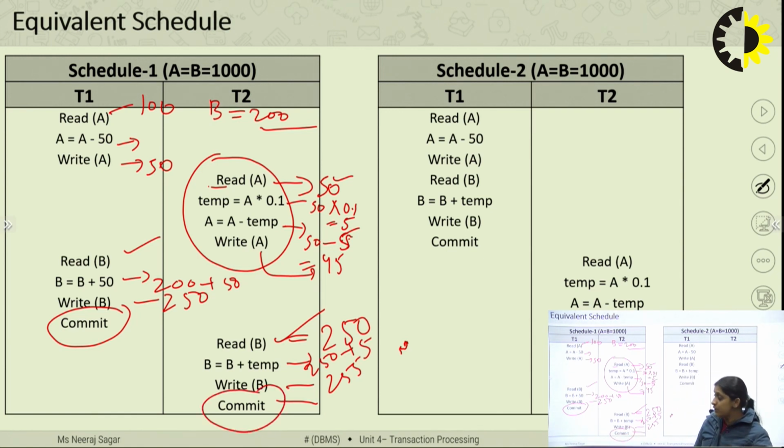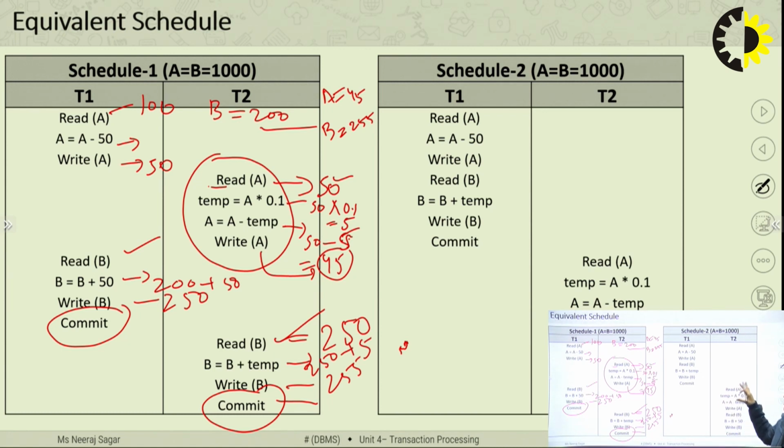Then finally we get the value of A as 45. After performing these two transactions, A is 45 and B is 255. This is the result of this schedule. Now again we will try another example.